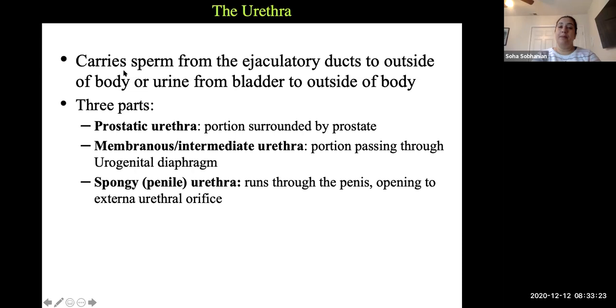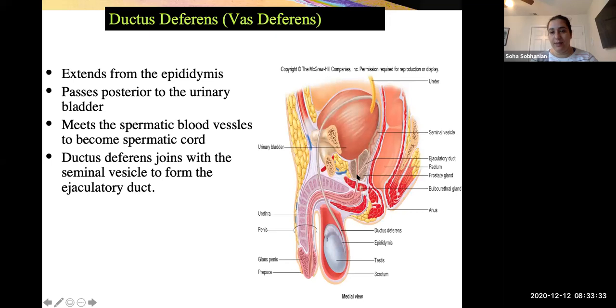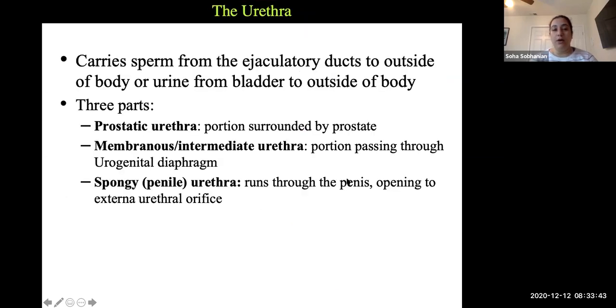So what are the three parts of the urethra? Again, if it's passing through the prostate, it's called the prostatic urethra, which is that initial phase that we see right here, this little tiny space. This area, look at this kind of meaty structure right here. This is what we call the urogenital diaphragm, basically separating the urinary bladder from the genitalia. So as it's passing through this membrane, we refer to that as the membranous or intermediate urethra.